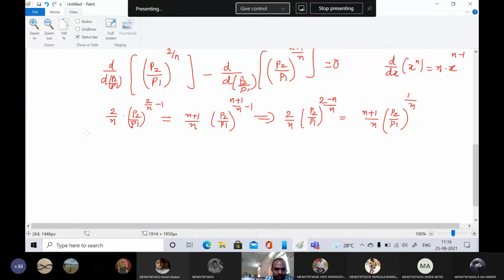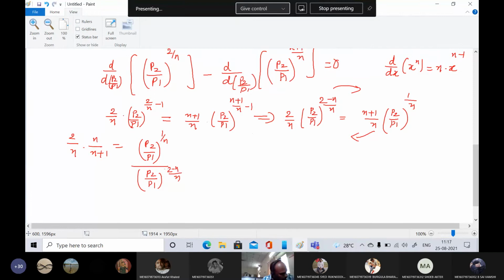So therefore what I am getting, (2/n) into n/(n+1). I am taking this to the left and this to the right. Okay, so therefore (P2/P1)^(1/n) will come to the denominator, divided by (P2/P1)^((2-n)/n), right? (2-n)/n, right?